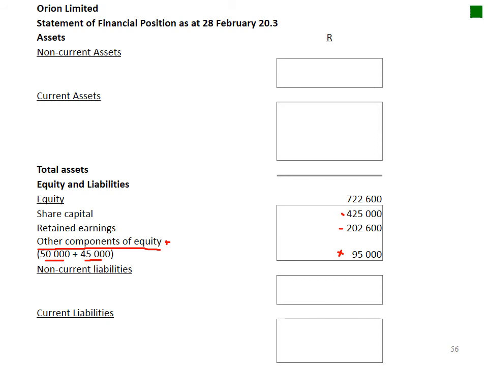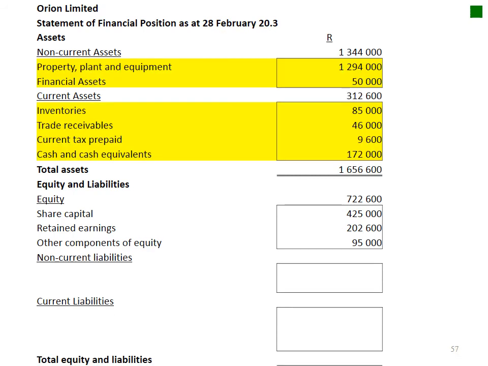So that 722,600 was the final amount in the total column of the statements of changes in equity. So this represents what the business is worth to the owners at the end of the year, including the fact that some of the land was revalued during the year. So the next thing I'm going to look at is just the asset section of the statement of financial position and see where these amounts come from.